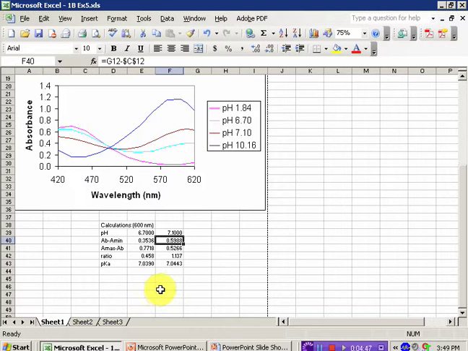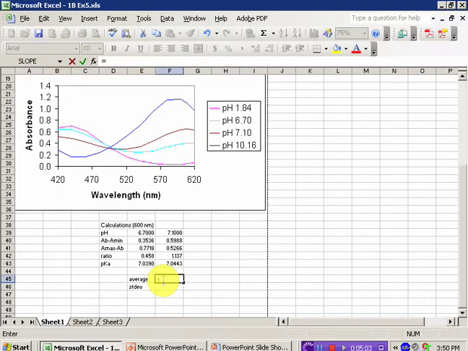Now you need to know how to do all these calculations by hand for purposes of quizzes and exams and lecture, but we can keep going and do the average, and we could calculate a standard deviation for these two measurements, though the standard deviation on two measurements isn't worth much.